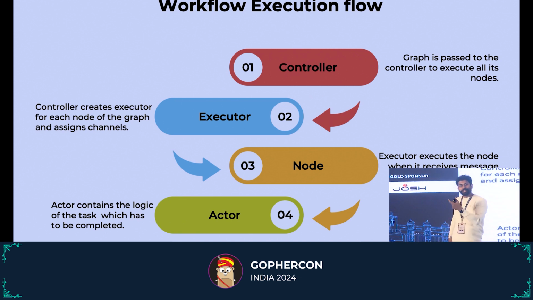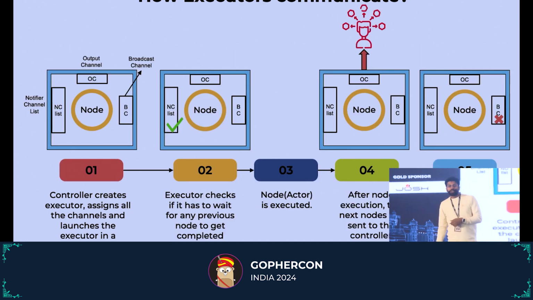Now the executor executed each of the nodes one by one until it received the message from the previous executor, and the actor is basically the function, the task which has to be performed. So this was the workflow execution.